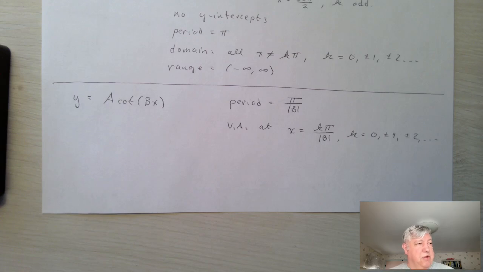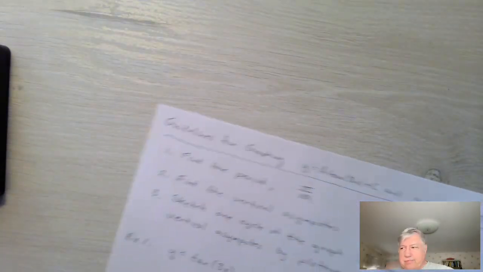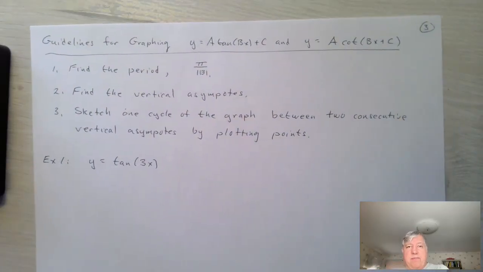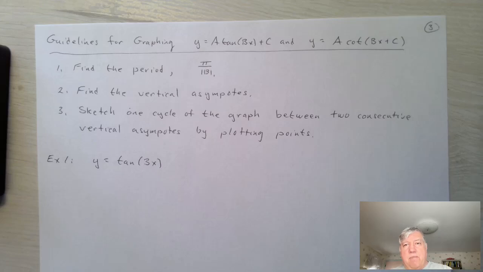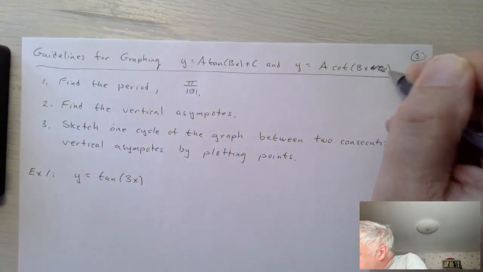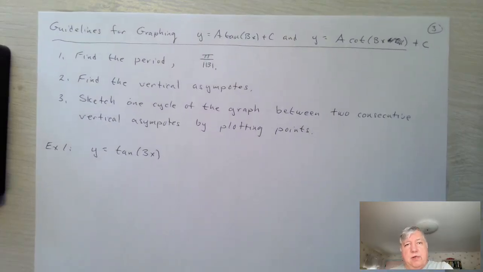So let's put this into action and plot some things without a graphing calculator. So, guidelines for graphing. Basically, when you're graphing either a tangent or a cotangent function, and oops, why did I have a plus c here? This should be plus c over here. Okay.